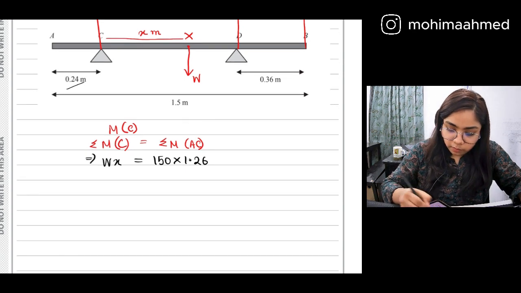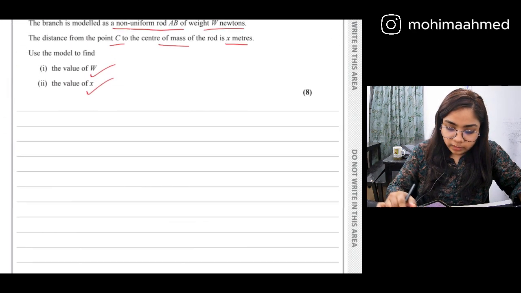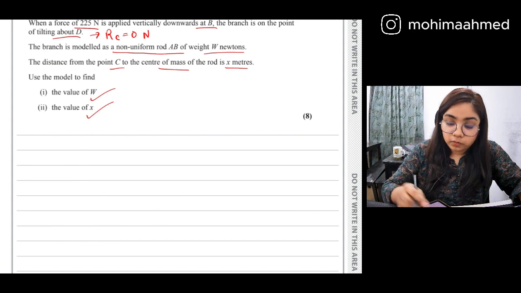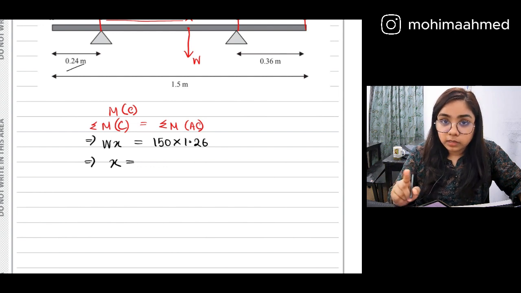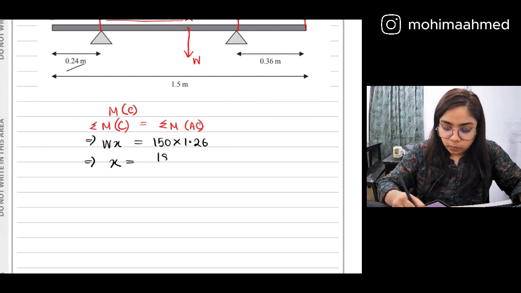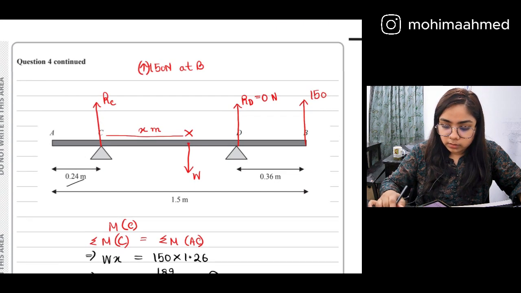Now remember, in part 1 they asked you to calculate the value for W. So what I will do is make x the subject of this equation. It will be x equals 189 divided by W. This is your first equation.